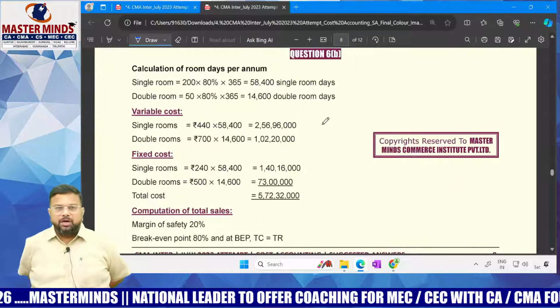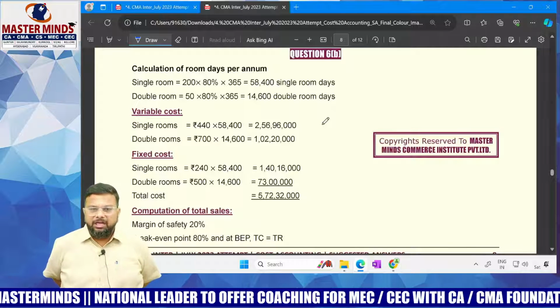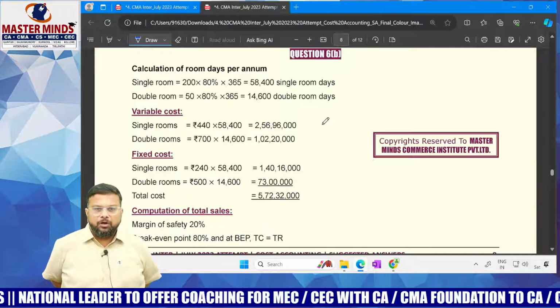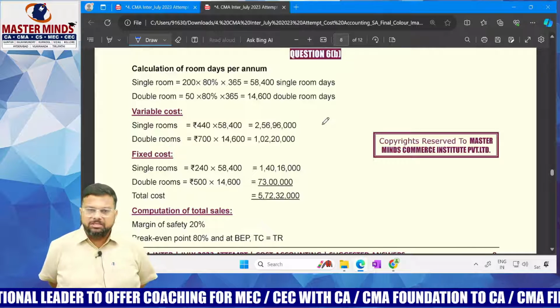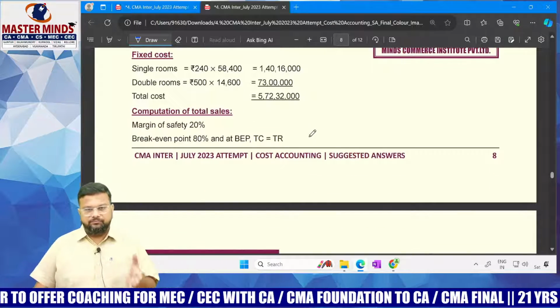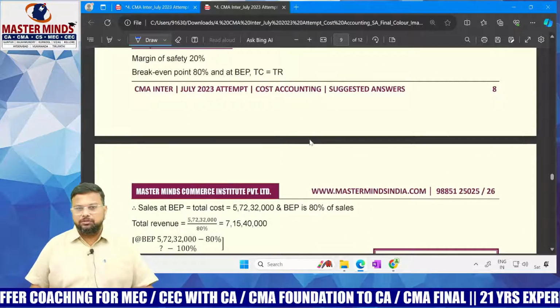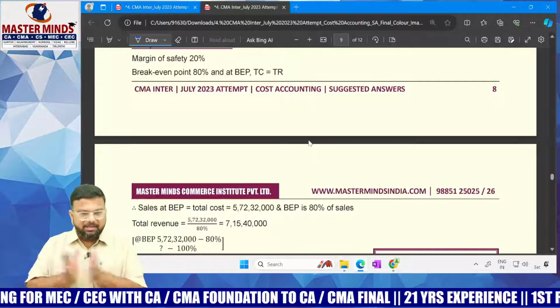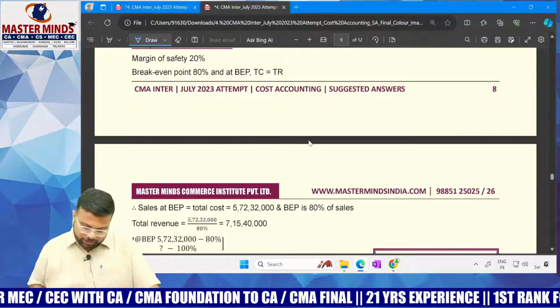So single room days: 200 into 80% into 365, and double room: 50 into 80% into 365, that is given. Variable cost: since you have calculated single room days, directly multiply with the cost that is given there. Computation of total sales. This is the point that you need to focus on. Okay, right. So basically they have mixed up a method and a technique, marginal costing technique.